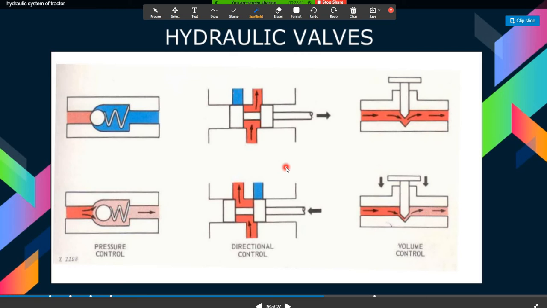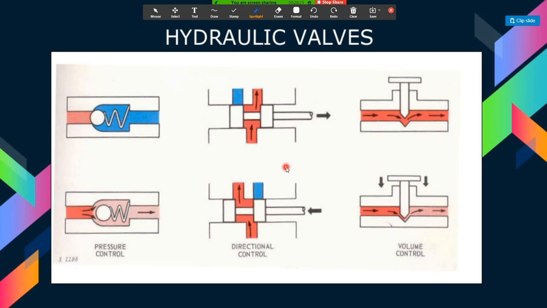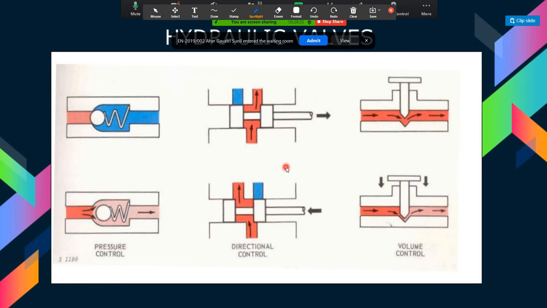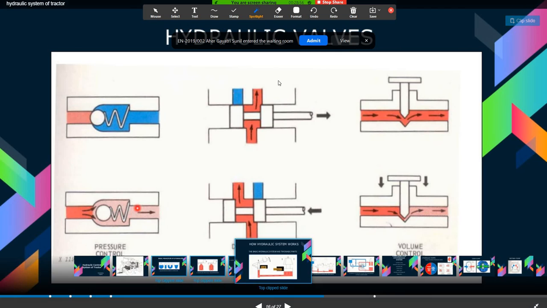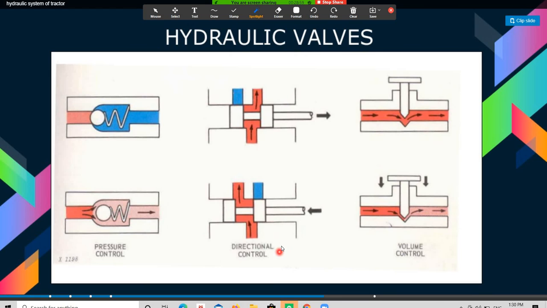You can see there are different types of hydraulic valves used in tractors. A hydraulic system is never complete without the valves. These valves vary in shape and function, but they control the circuit by regulating the pressure, direction, and volume of the oil flow. Based on their function, they can be divided into categories like the pressure control valve, directional control valve, and volume control valve.